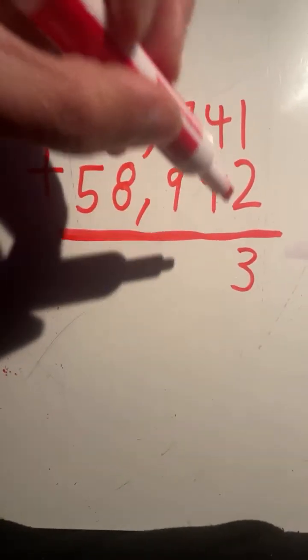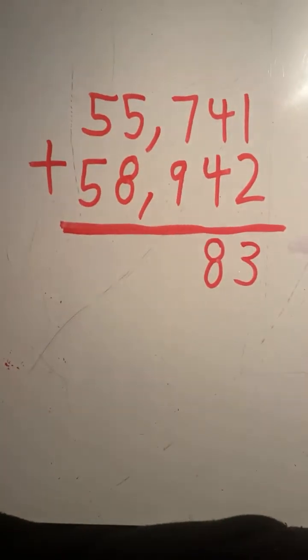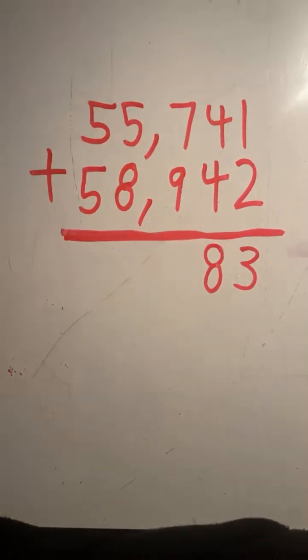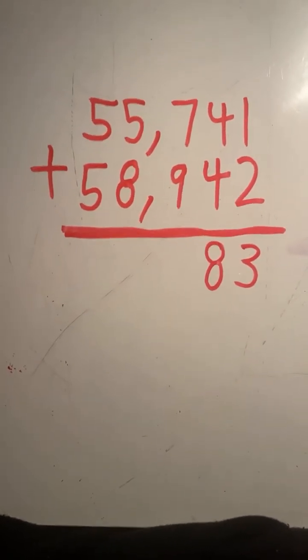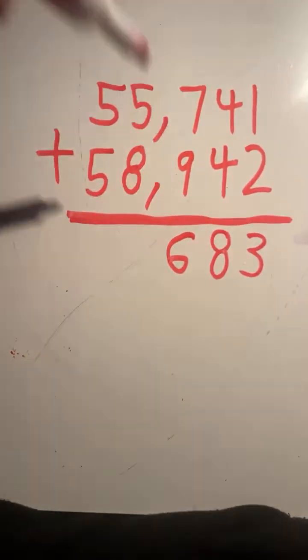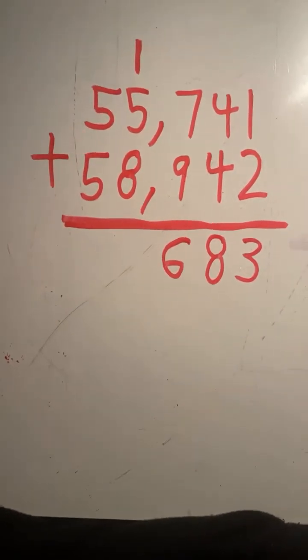Alright, 4 plus 4 equals 8. Again, no regrouping needed here in the tens place. 7 plus 9 equals 16. So here we will need to regroup because our sum is more than 10. So the 6 in 16 is going to go in the hundreds place. And the 1 in 16 is going to get carried over to the thousands place.